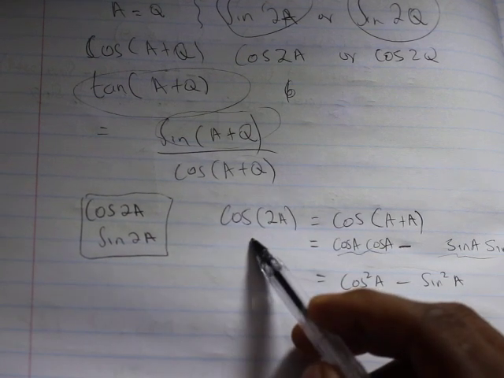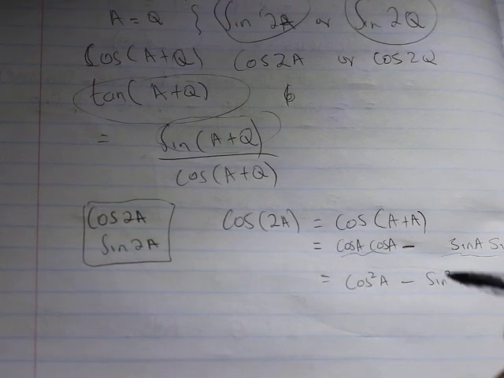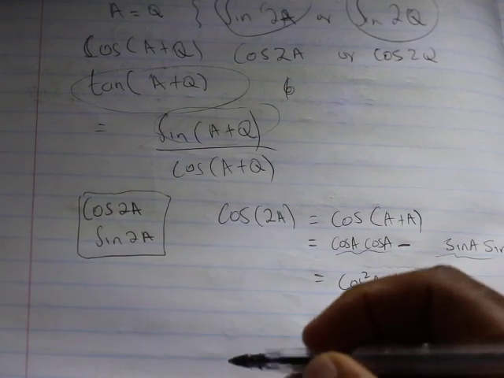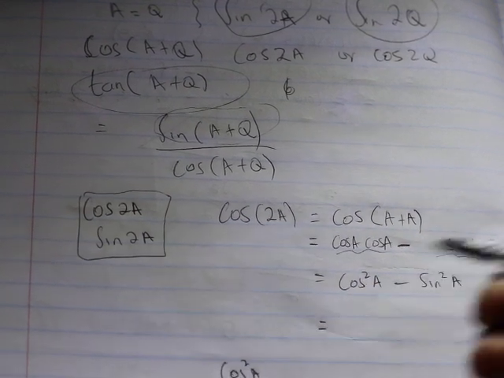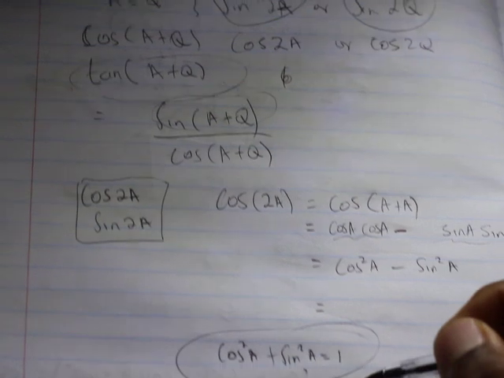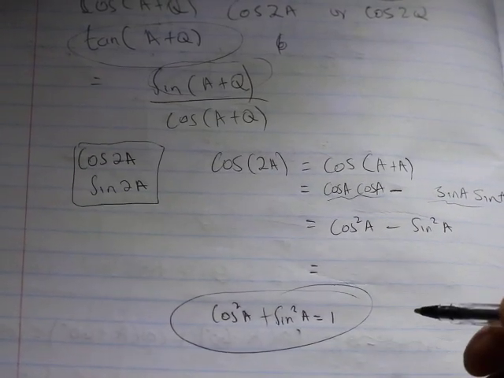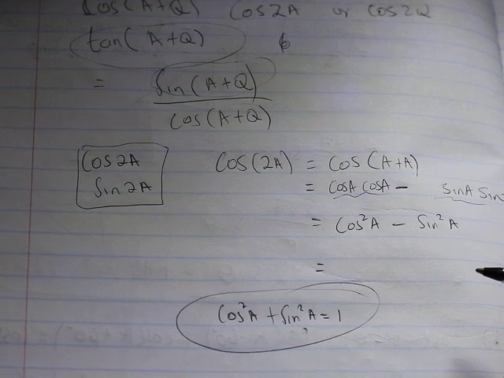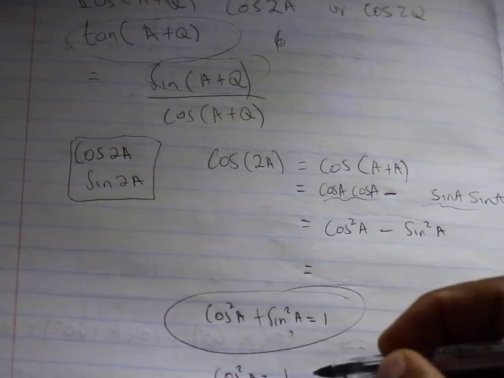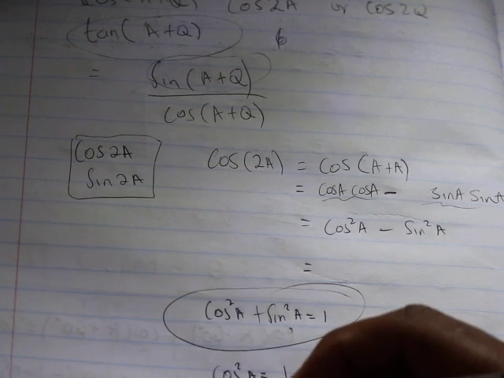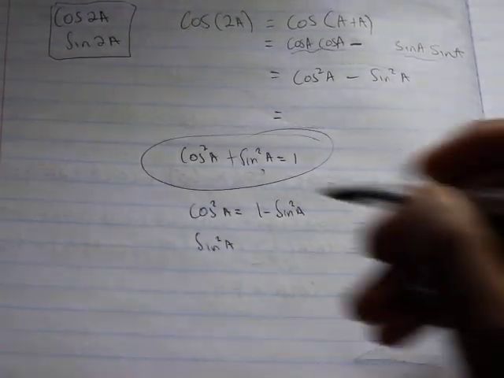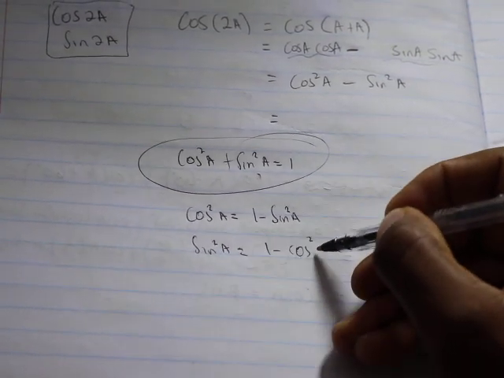But remember, you can actually replace the cos squared A, because remember we've got cos squared A plus sine squared A is equal to what? 1. You guys still remember the identity, right? So you can rearrange. You can either make sine squared A the subject of the formula or cos squared A the subject of the formula. Cos squared A is equal to 1 minus sine squared A. Also, sine squared A is equal to 1 minus cos squared A.